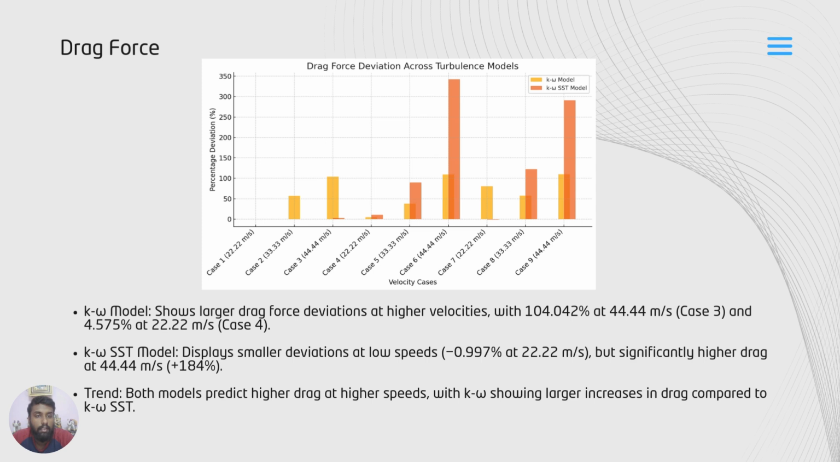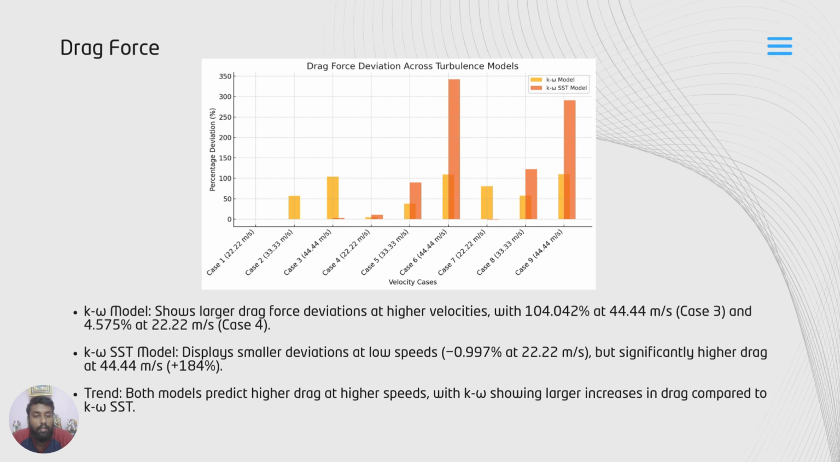For the next part is the drag force. As we can see, there is a graph plotted here. It's a bar graph of drag force deviation across turbulence models. There are two types of bars here, orange and yellow. Yellow is the KW model, and the orange one is the KWSST model. The KW model shows larger drag force deviation at higher velocities, with 104.04 percent at 44.44 meters per second, which is case 3, and 4.575 percent at 22.22 meters per second at case 4.